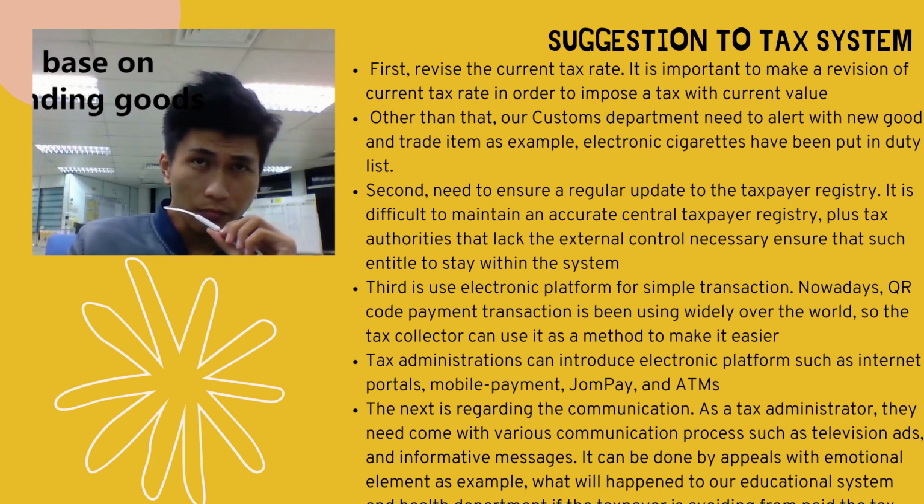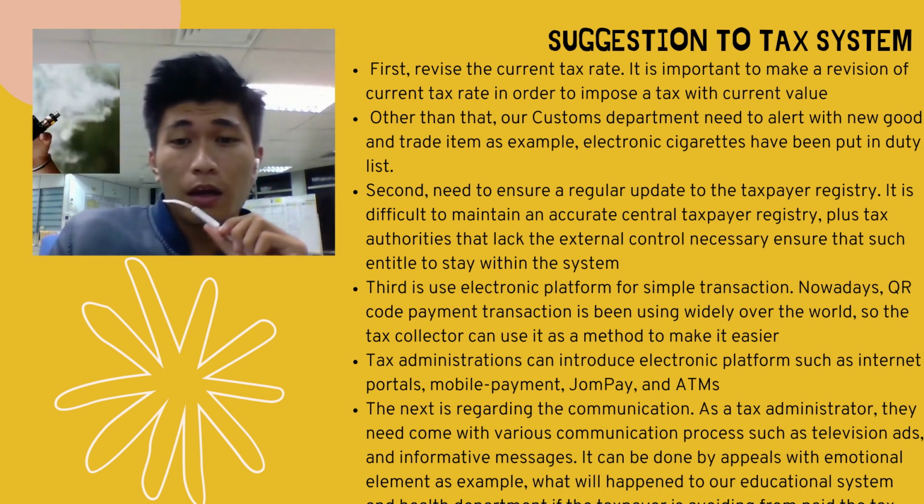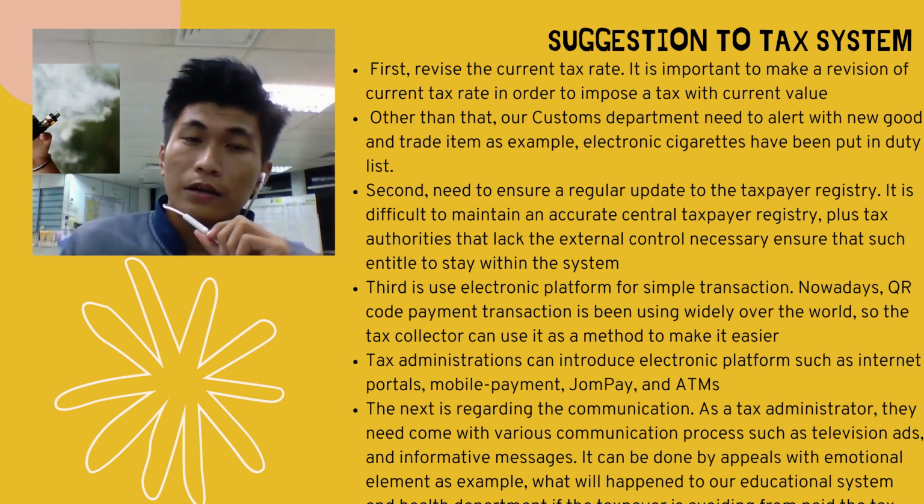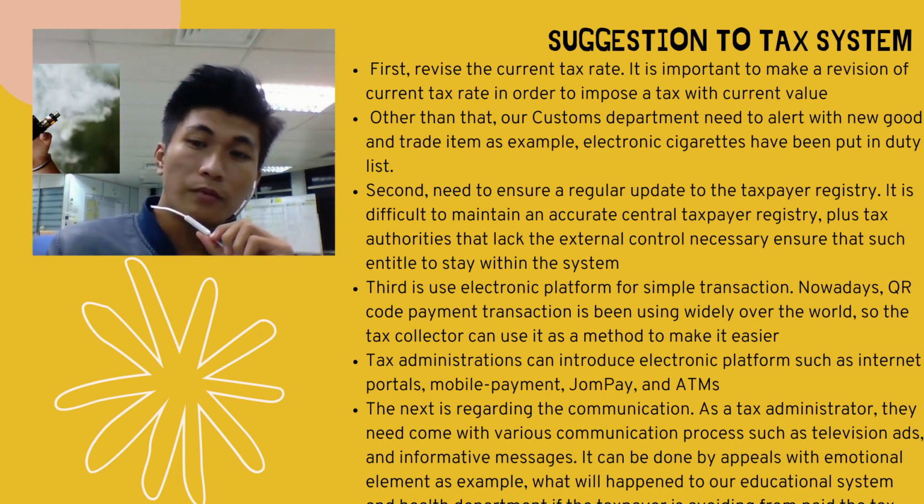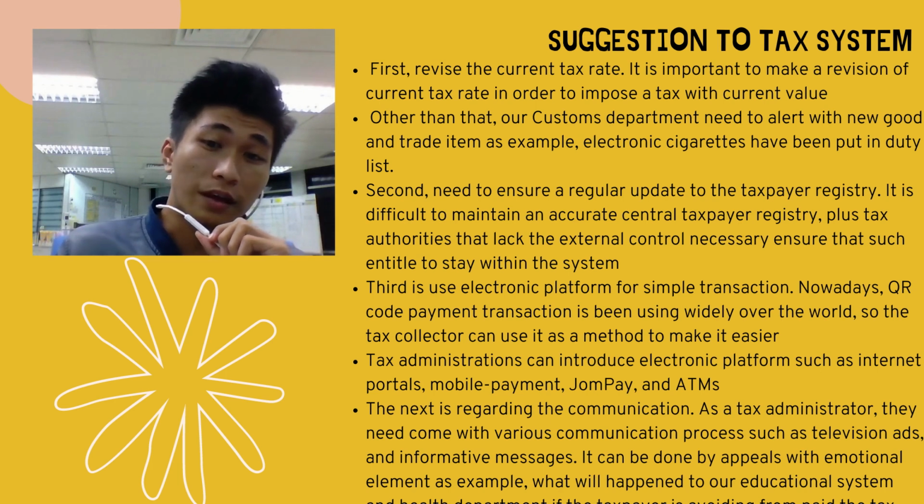Next is to charge a tax based on items that are in demand by the people. As an example, electronic cigarettes, or we can call it a vape. Due to higher demand from customers, the government is aware and has already imposed the tax for the liquid of electronic cigarettes itself.